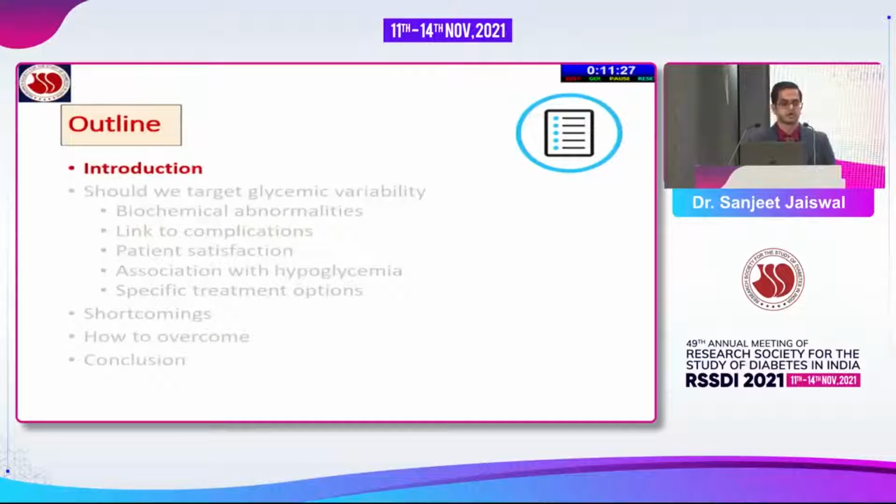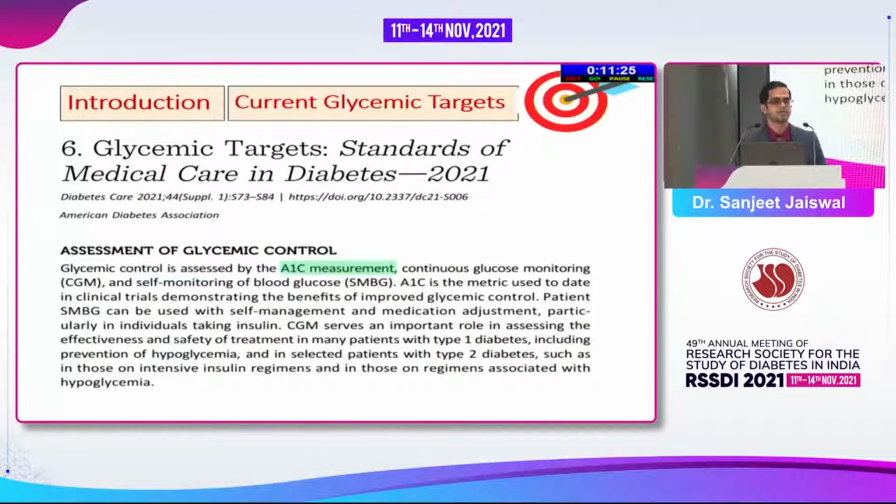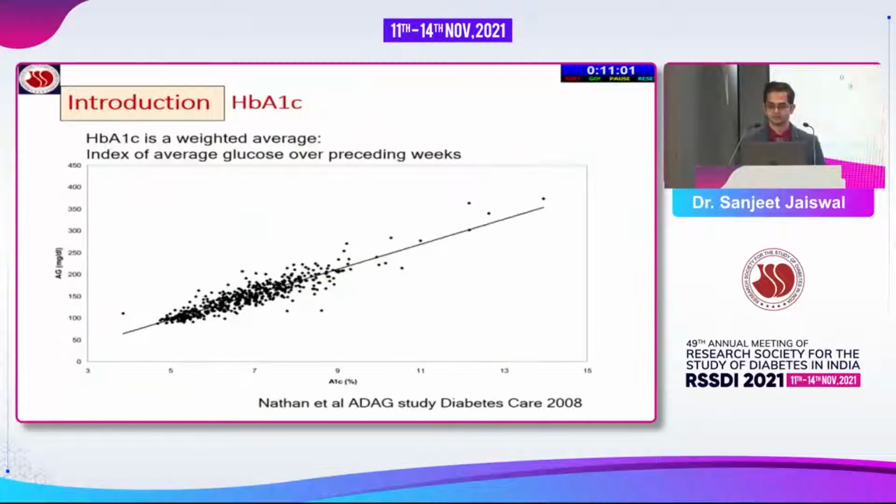So just before that, ADA has recommended HbA1c and CGMS devices as well as SMBG for monitoring of blood glucose. CGMS has been specifically recommended for patients who are on intensive therapy and at risk of hypoglycemia, and in type 2 diabetes who are on intensive therapy, CGMS devices to assess the risk of hypoglycemia.